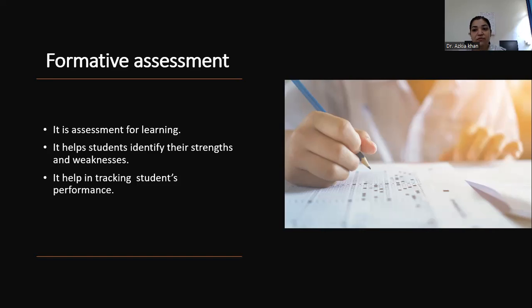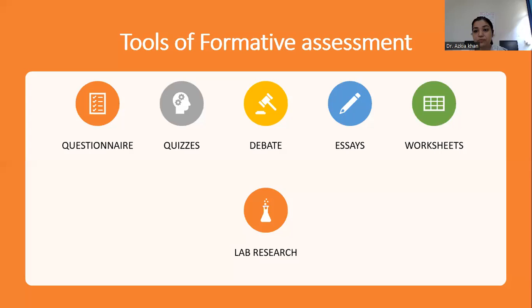So if the teacher finds that a student is weak in a particular area, then the teacher can work at that point only to strengthen that area. So it helps in tracking students' performance. Now, tools of formative assessment.